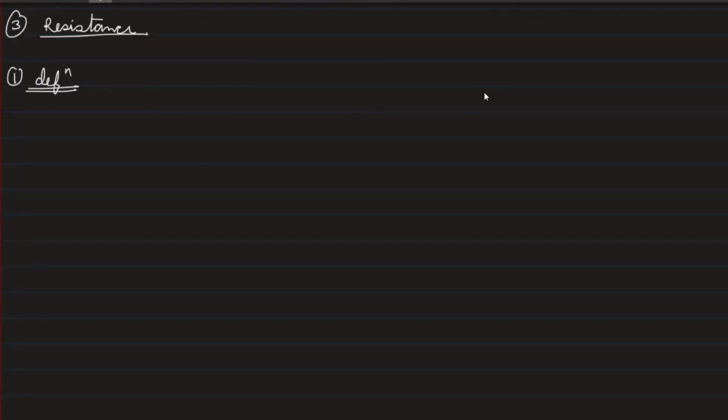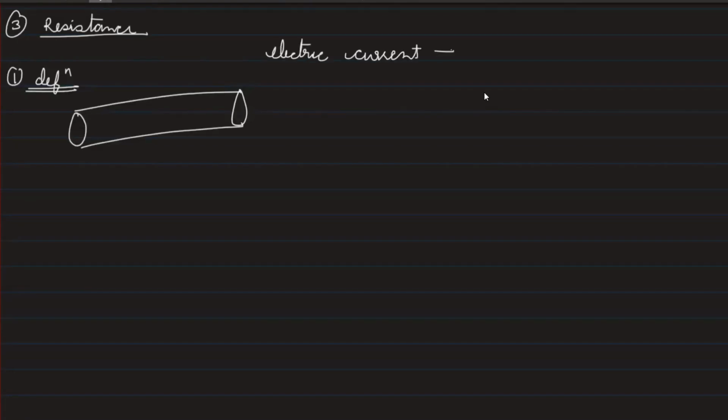So the definition says that obstruction offered to the flow of current by a conductor is called resistance. So, obstruction to the flow of current. Now we have seen flow of current is nothing but flow of charge. So when you say electric current flows, it means that electric charge is flowing. And in a wire, it is nothing but electrons.